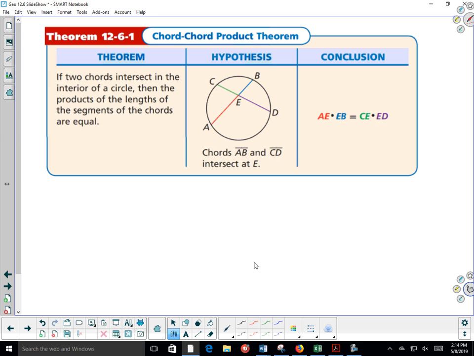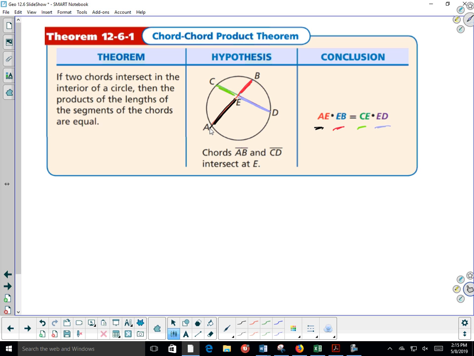In this case, they're telling us that segment AE times EB is going to be equal to CE times ED. So that's AE times EB is equal to CE times ED. Are we okay with this?